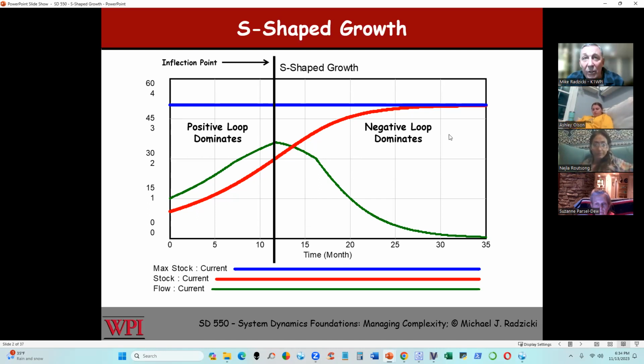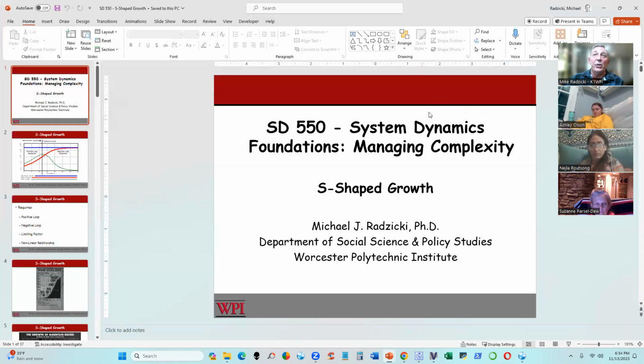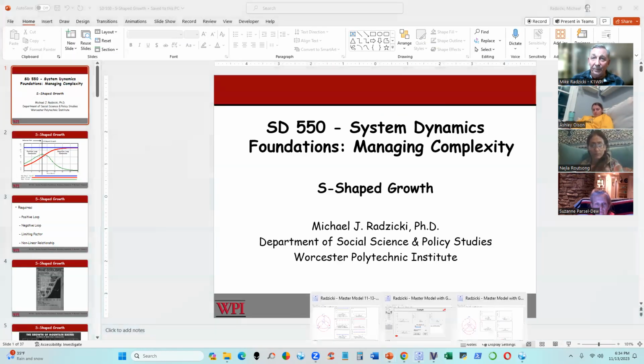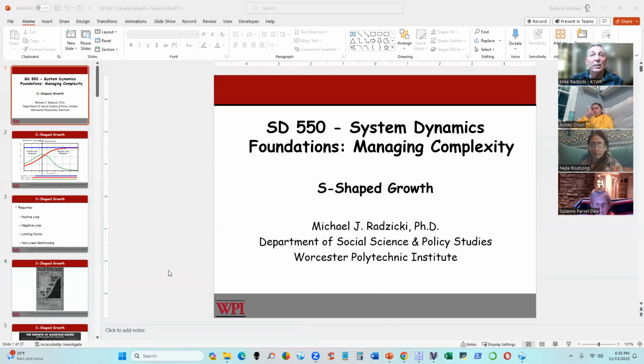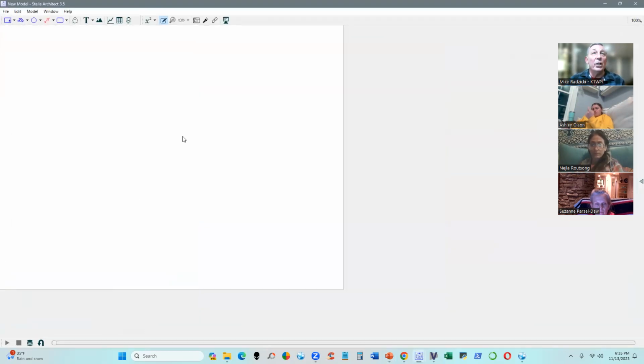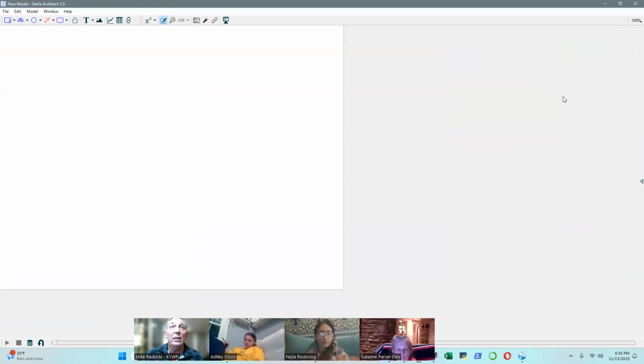So this is a good enough reason to pop out of here and go to Stella. Let's see. Unpin Stella Architect. I guess that's the one I want. So let's quickly build a little S-shaped growth model here. Let me pull down a slide. You've seen this model before, but not in this context.